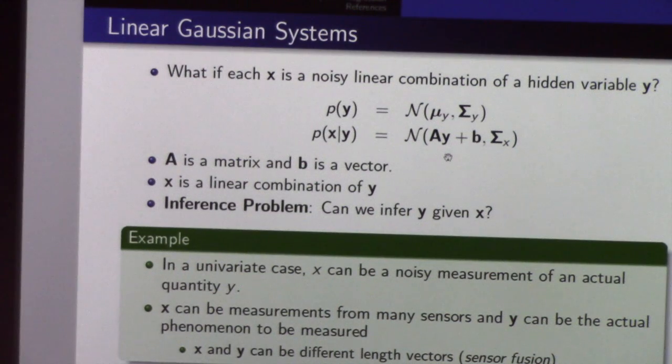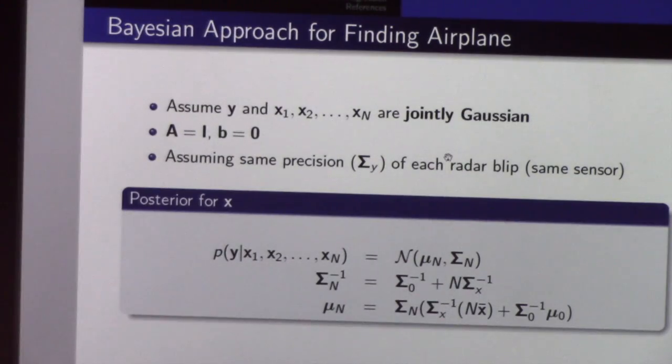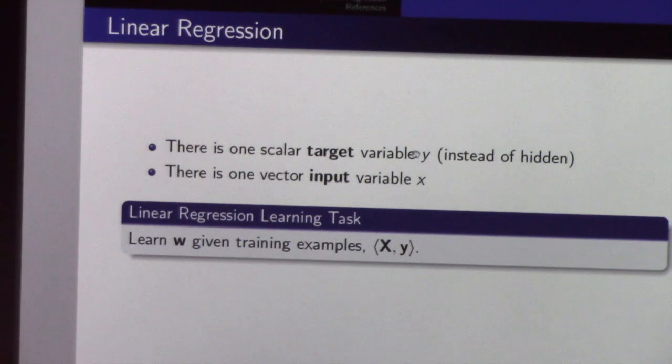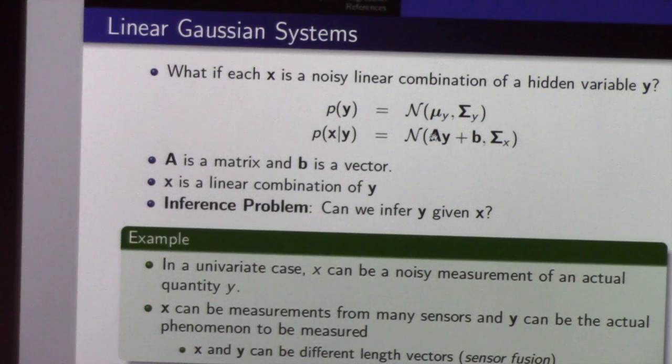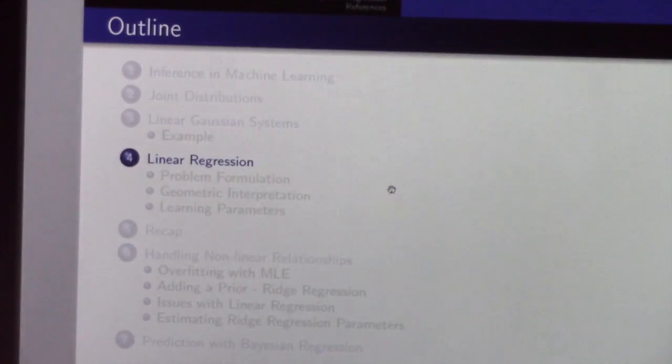In linear regression, we say that we don't know what that combination is. We don't know what the A and b are, but what we know are some pairs of x and y. That's our training data, and we want to learn from it. So it's a slightly different problem. In a linear Gaussian system, we assume we know what A is and what b is, and we want to find y given x. But in linear regression, we don't know these, and we want to learn them, so that next time I see a new x, I can compute y. So it's slightly different from a linear Gaussian system, but a very similar idea.